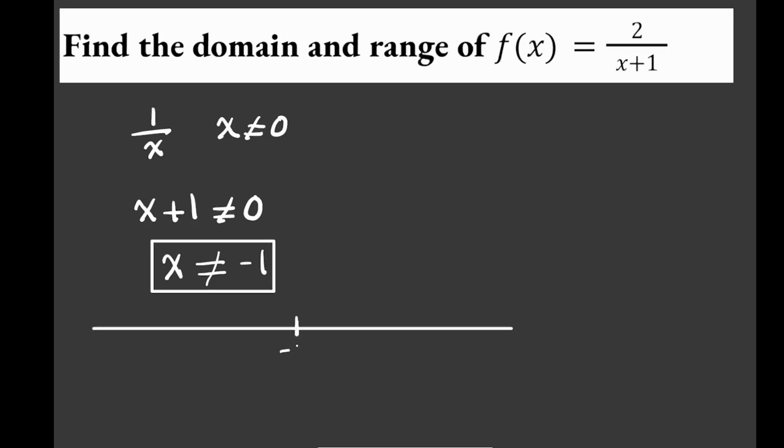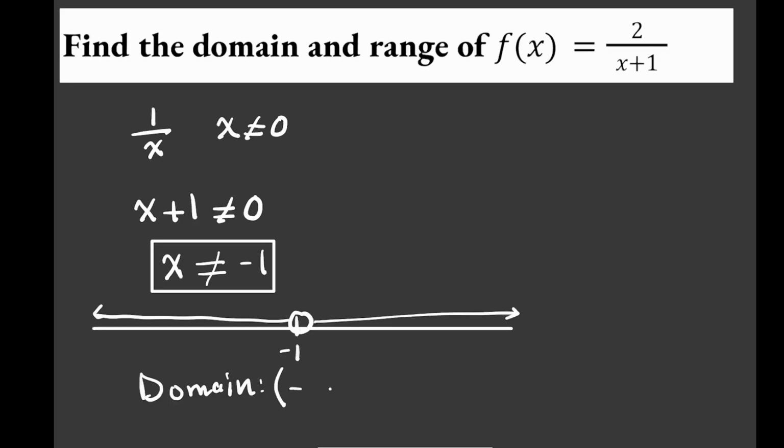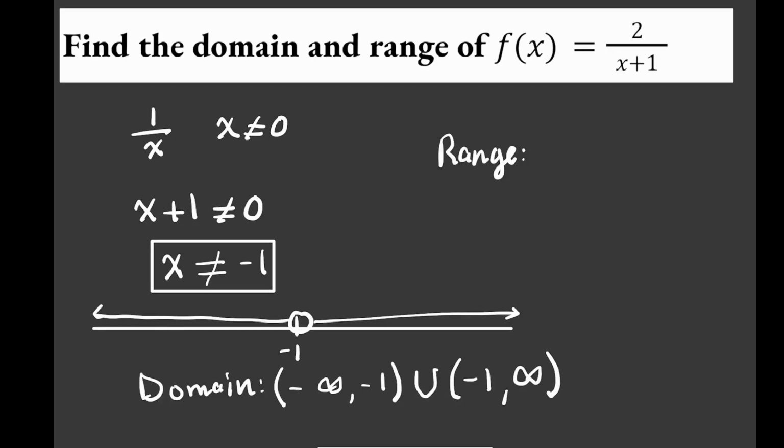So I put negative 1 on a number line, and I know it's an open circle. And I know that my function is defined everywhere else except at negative 1. So writing my domain in interval notation, we start from the left-hand side of the number line. So it's from negative infinity, comma, negative 1, parentheses because my negative 1 is excluded, union negative 1, comma, infinity.